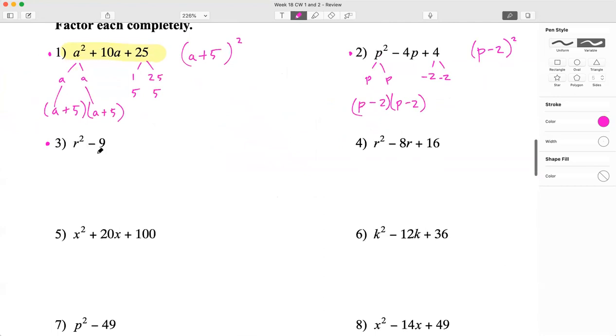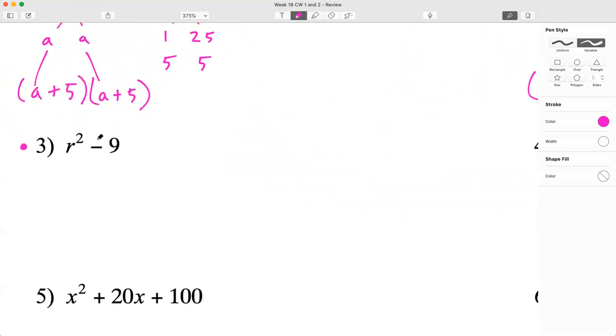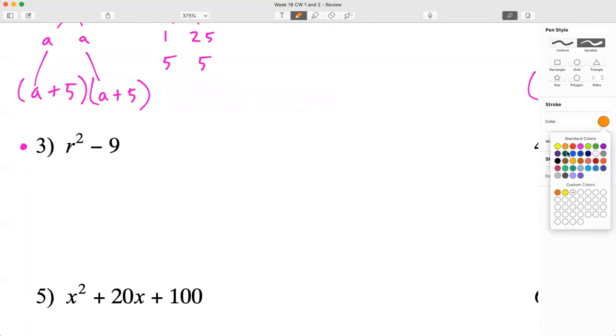Last one. R squared minus 9. Okay, this is called the difference of two perfect squares. Why? Because you have a perfect square here and a perfect square here. What is a perfect square? It's something we got by multiplying a number by itself. Now I'm going to show you the old-fashioned way first, and then I'm going to show you the cool way. Well, I shouldn't say cool way. It's just another way to do it, but it's a little faster if you get used to it.